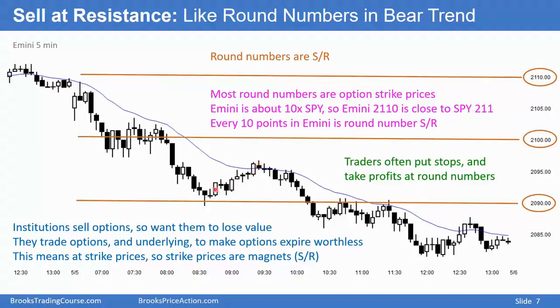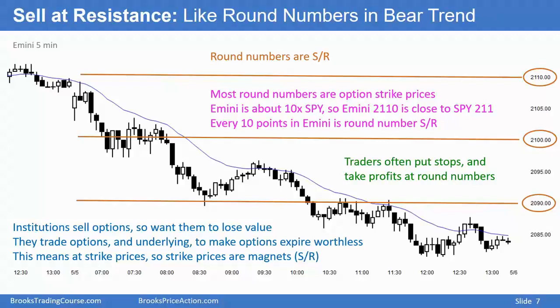The market's rallying and you're wondering, where do I put my initial stop? Maybe just a little bit below 2090. The market is bouncing here. Where should I sell? Well, maybe at the moving average. Maybe I'll place a limit order to sell at the round number, 2090.